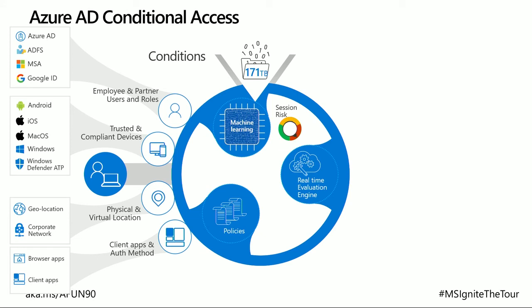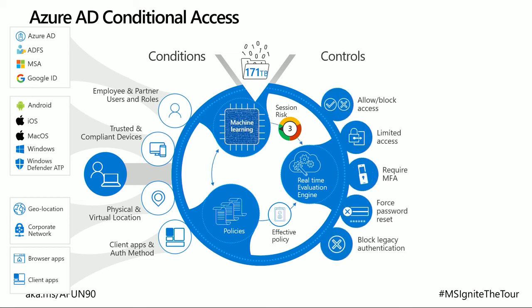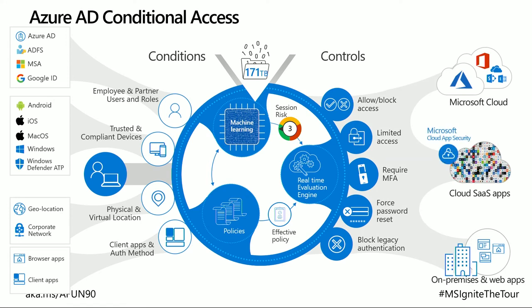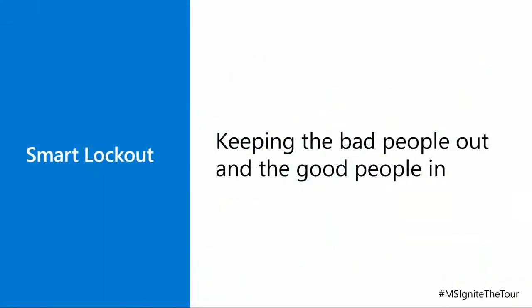And we do some evaluation on it using our machine learning algorithms to come up with how risky that package of behavior is. Is it Sonia sitting in the Microsoft office in Brisbane, or is it Sonia's account logging into an internet cafe in a foreign country? We then give that a session risk and put the controls in that you have defined. Do you want to allow or block access? Do you want to require multi-factor authentication? Do you want to block it completely? And then get access to your cloud resources, your SaaS applications, and your on-premises apps.